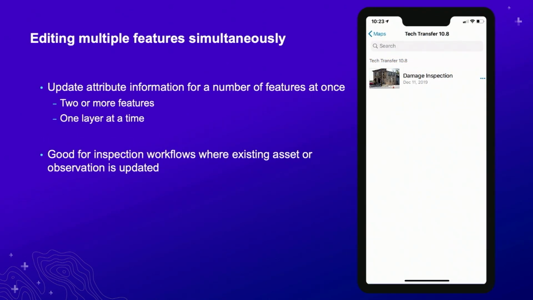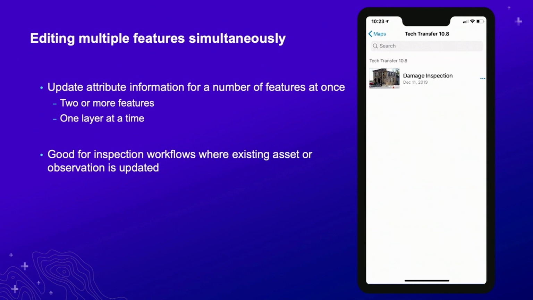So as Jeff mentioned, in our most recent release, we did add support for editing multiple features simultaneously, and he showed that briefly in an earlier slide. But the intent here is really to allow you to do inspection workflows a little bit more seamlessly and certainly more efficiently. And this is designed for inspection workflows where you're editing the asset or observation directly rather than using the related tables model where you would capture and maintain the history of the observations.